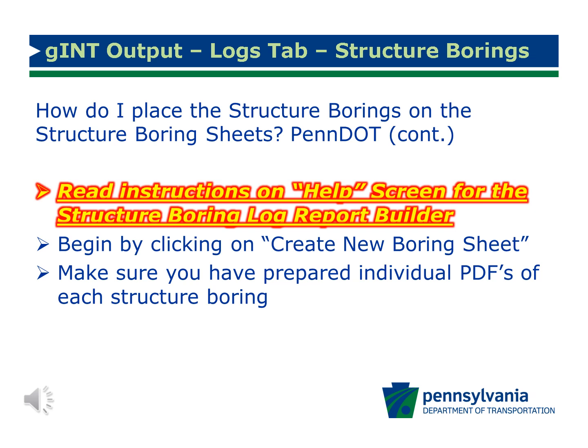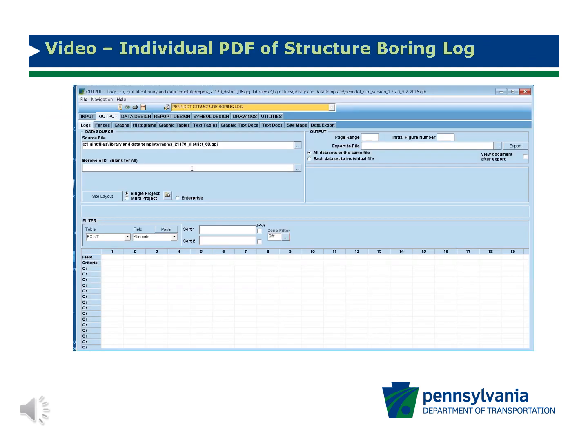Users should take care to prepare individual PDFs of each structure boring when exporting the reports from gINT. Please click on the slide and then on play to view a video for creating individual PDF files of each structure boring log. Note that only a handful of the borings available in the file are selected in the video. All borings that are to be placed on the structure boring plan sheet need to be exported to PDF. For large projects, the gINT project file may contain structure borings for several structures.